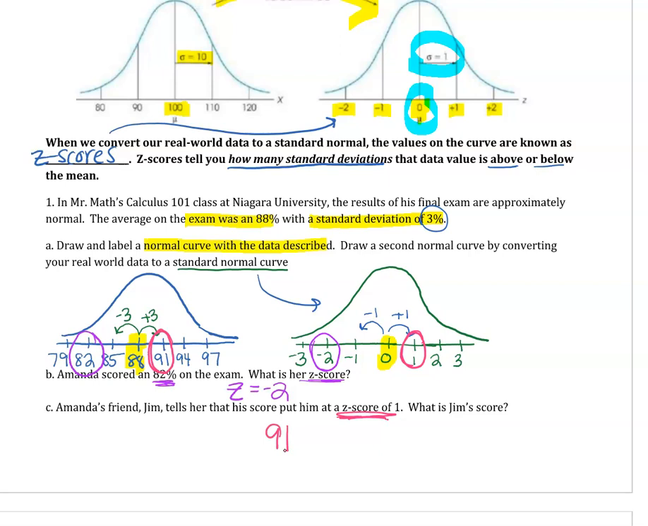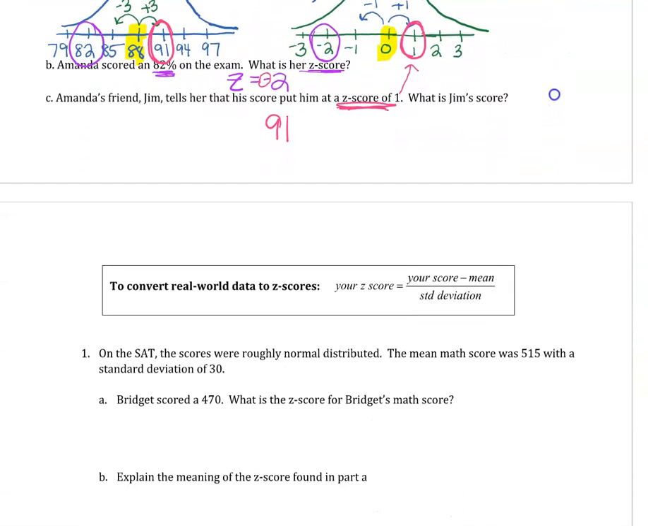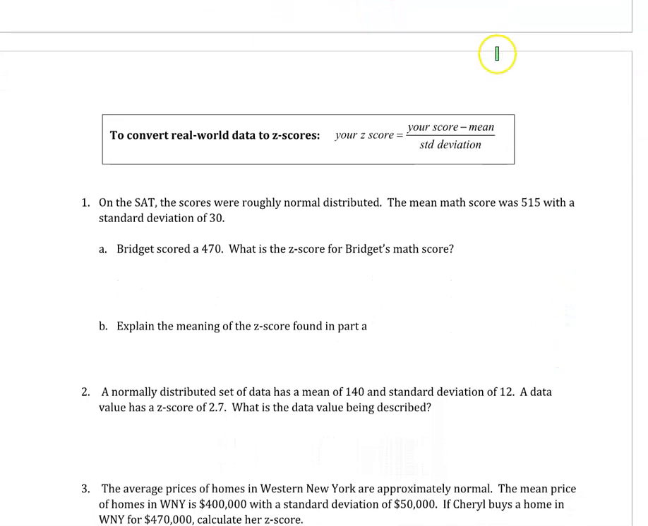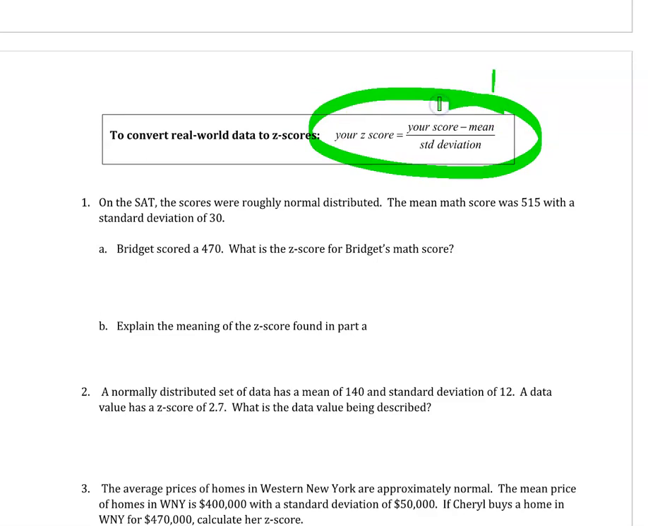So again, z-score is just how many standard deviations you are above or below the mean. Because Amanda was below the mean, we had the -2. Jim was above, which is why he had a +1 as a z-score. Now, in order to convert your real-world data into z-scores, we can use this formula. It's your score minus whatever the mean is divided by the standard deviation, which makes sense because it's your difference from the mean divided by the standard deviations to figure out how far you are above or below.